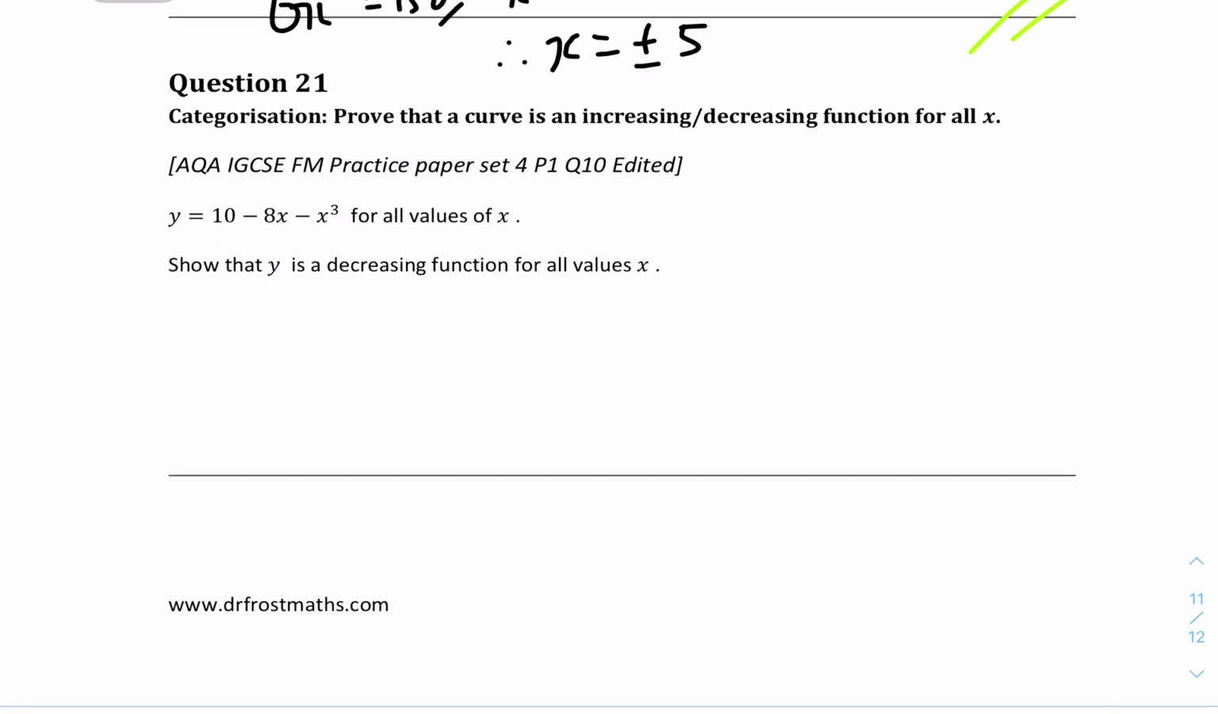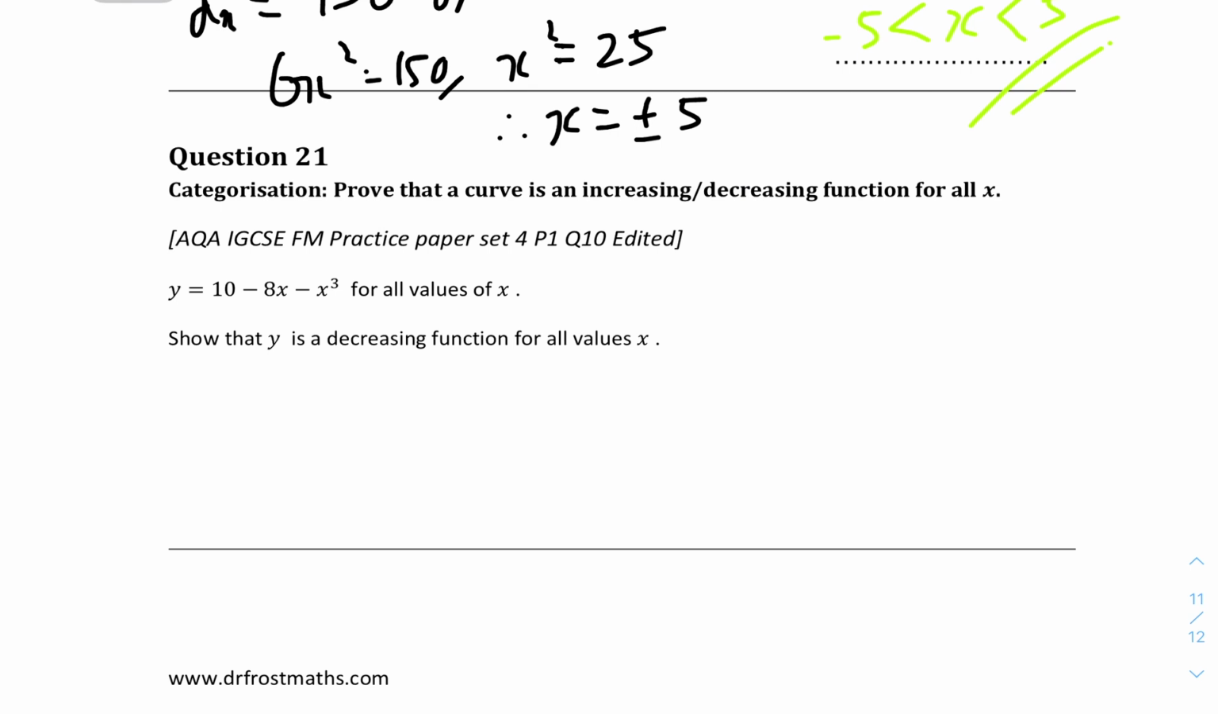And lastly, 21, we have y equals 10 minus 8x minus x cubed for all values of x. Show that y is a decreasing function for all values of x. So let's differentiate the function first. dy over dx will be minus 8 minus 3x squared. So now we need to use some explanation.